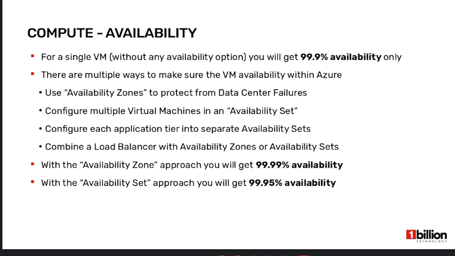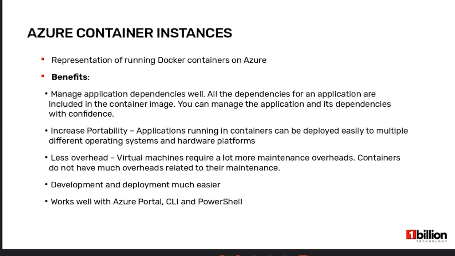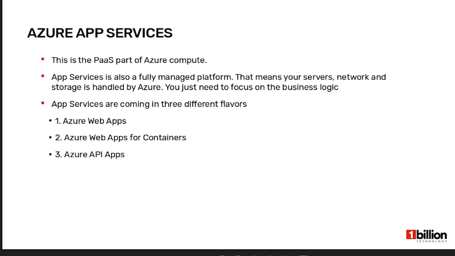Availability, as I said, we have availability sets in Azure, which you don't find in AWS. You get 99.95 availability with availability sets. I talked about container instances, similar to ECS and Fargate in AWS, which is basically your containerized architecture, where the server level is managed by Azure, but the containers are managed by you. It's called Container Instances, and it's not serverless. The serverless aspect is Azure Functions and Logic Apps, right?